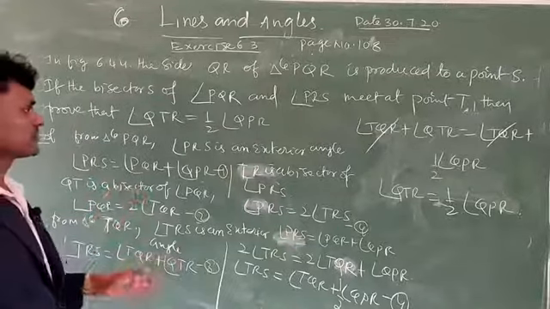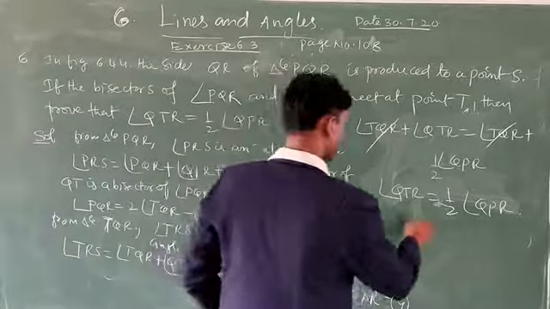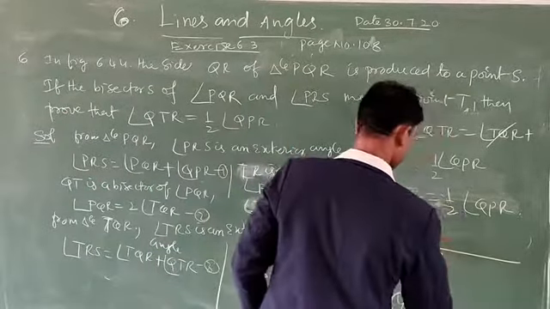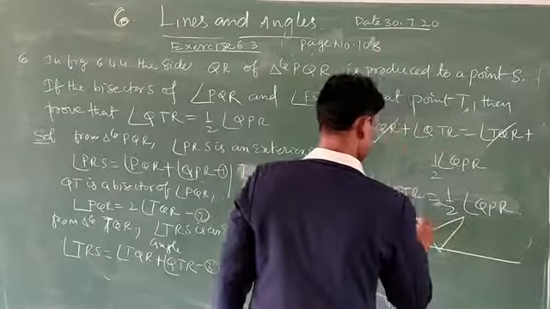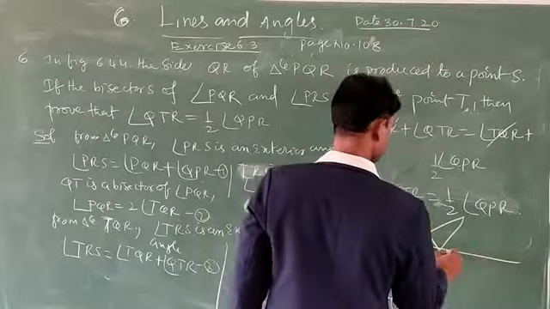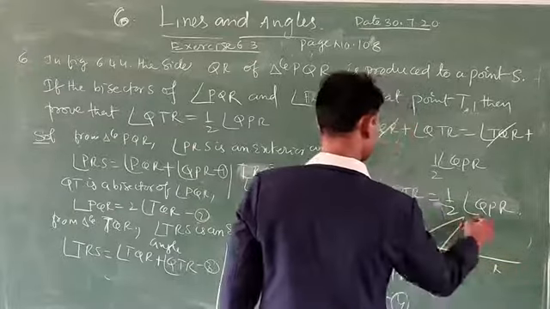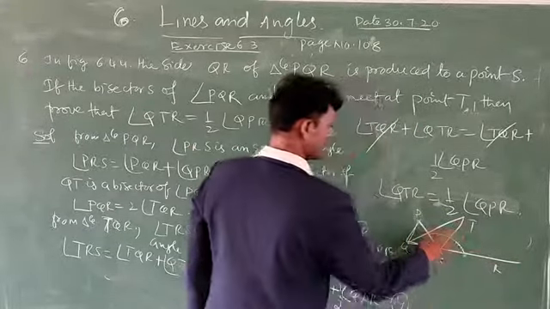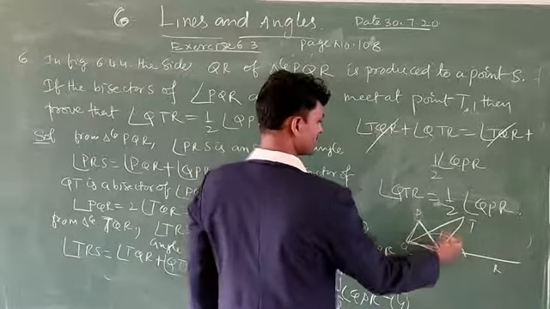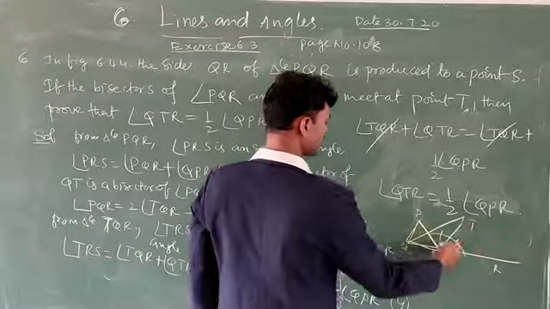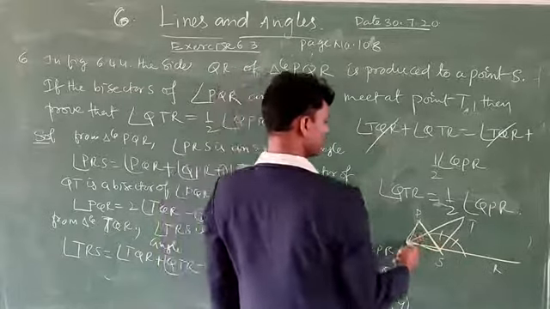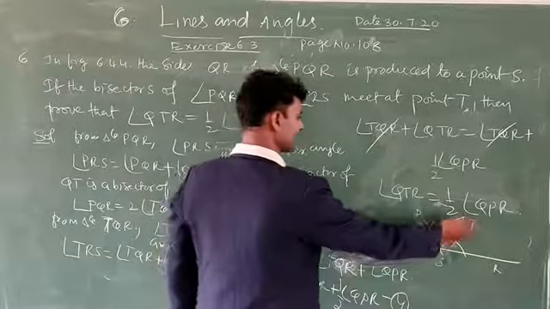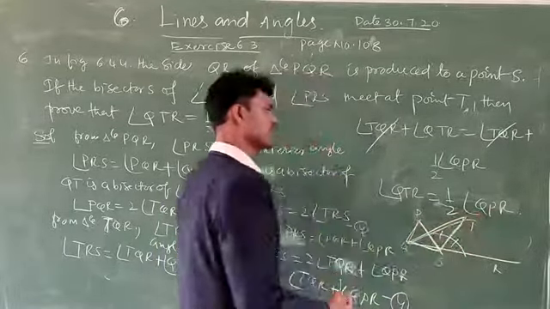No need to be confused. Just check this figure once again. First you can take this triangle. This is the exterior angle. Both exterior angles are equal, which means we can take angle TSR as 2 times PQR. Then you can take this angle thereafter. Then you will get the answer.